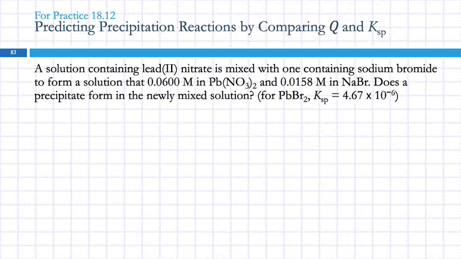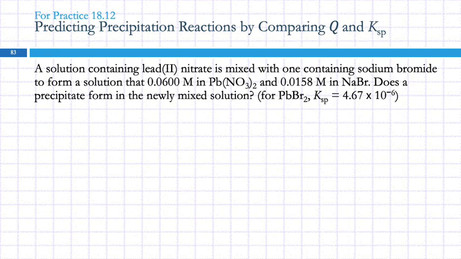So let's look at this one. A solution containing lead 2 nitrate is mixed with one containing sodium bromide to form a solution that's 0.06 molar in lead nitrate and 0.015 molar in sodium bromide. Does a precipitate form in the newly mixed solution?